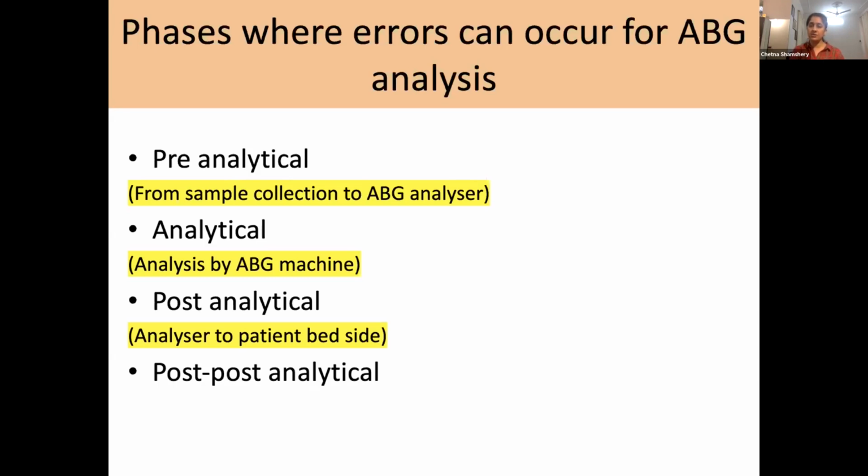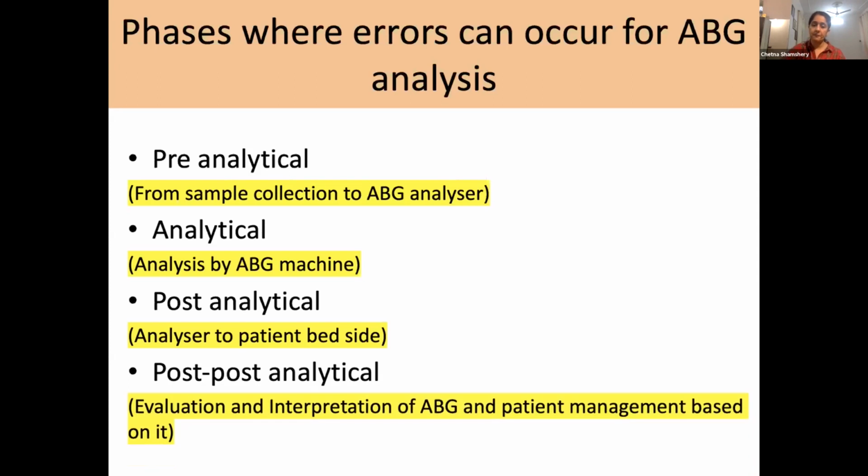And once a doctor sees that ABG and interprets it wrongly, that is also post-analytical. So the evaluation and interpretation of ABG and patient management based on it, if we go wrong on it, is known as post-analytical error. So these are the 4 errors that can happen while analyzing the ABG.